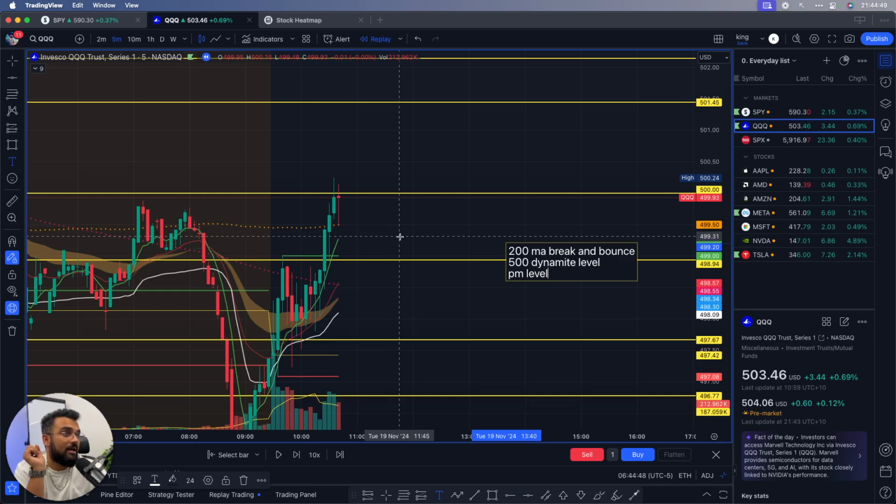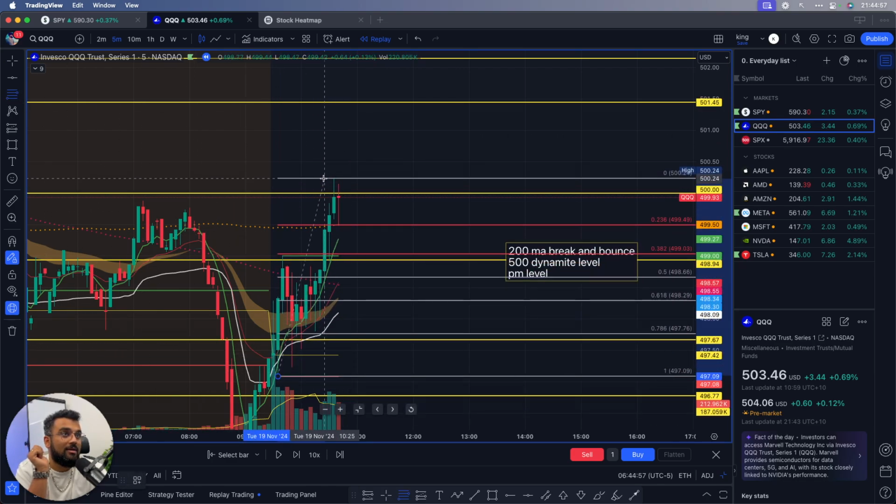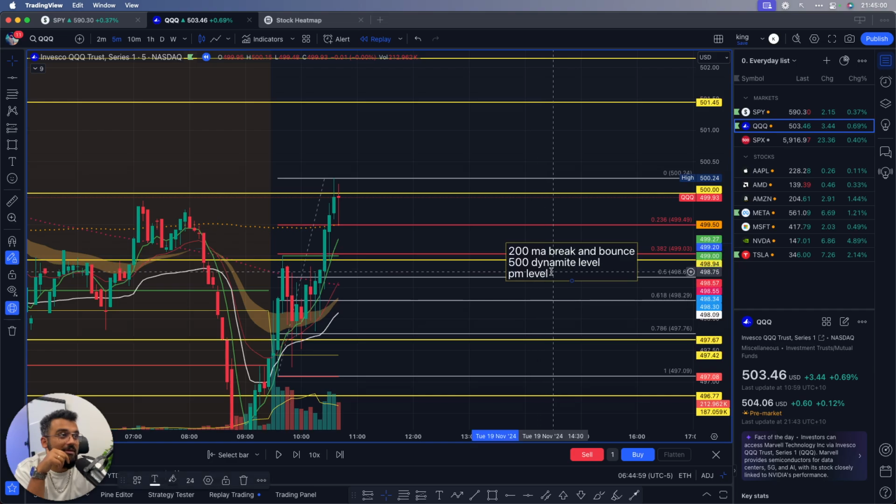Oh, can we draw Fibonacci? Because lately the trend is trendy. Yeah, I don't know. Maybe we can. Go from low of the day to highs. Boom. Fib level. Sexy.